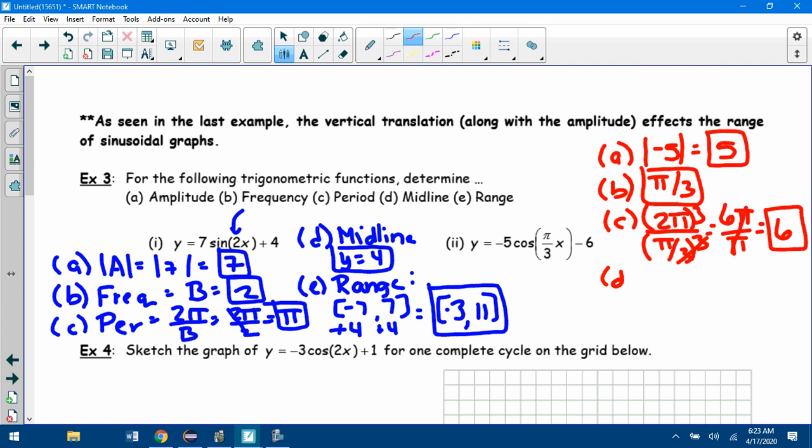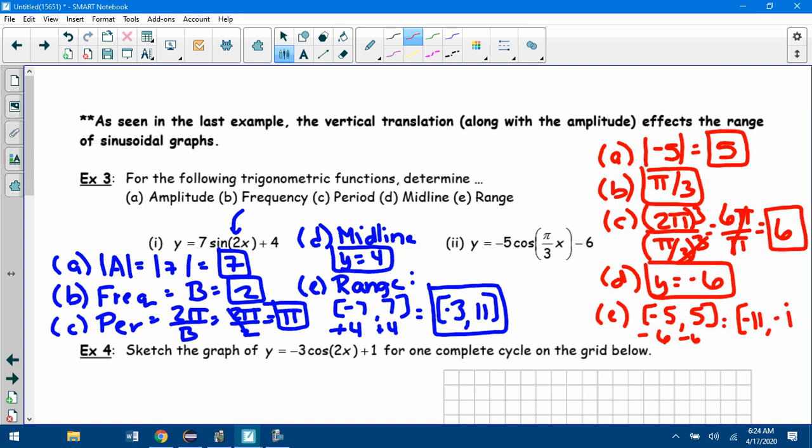Midline, it's going down 6. So it makes it y equals -6. And range. Start with your amplitude. So that's going to make you go from -5 to 5. But then I'm going down 6. So it's -11 to -1. Okay, so that's how you pick out all those values from a graph, or from an equation.